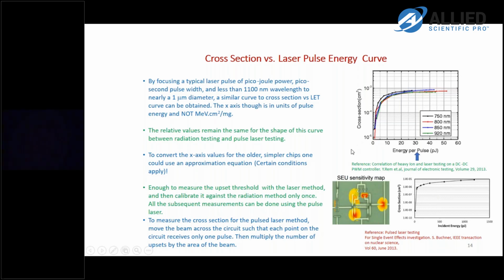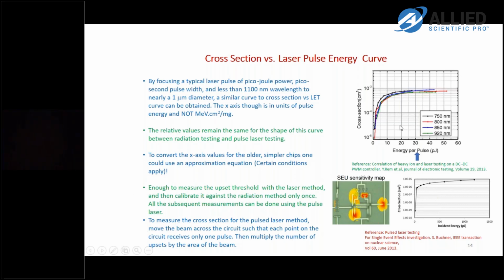So for simpler chips, there are a lot of papers in the past that talk about converting the x-axis values from picojoules to the units of LET, but certain conditions should apply, and these are very approximate equations. Some very famous authors such as Stephen Buckner and McMaster, who are pioneers in the field, try to correlate these two by using some equations, but best is just to calibrate against radiation.